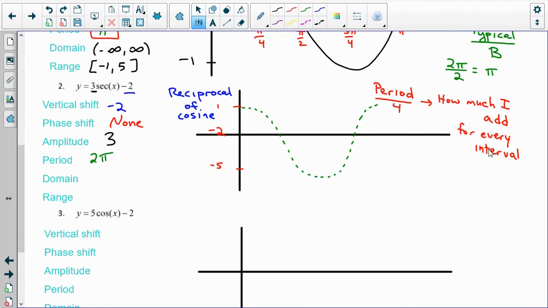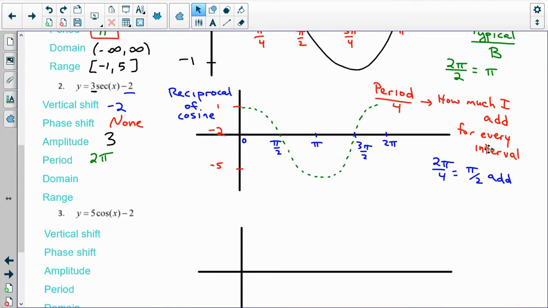But this is the reciprocal of cosine. So basically what I want to do, I need to make sure that I put my period. So 0, period is 2 pi divided by 4 to get my interval. So I add pi over 2 every time. So 0, pi over 2, pi, 3 pi over 2, and 2 pi. So that's where all my x values go.